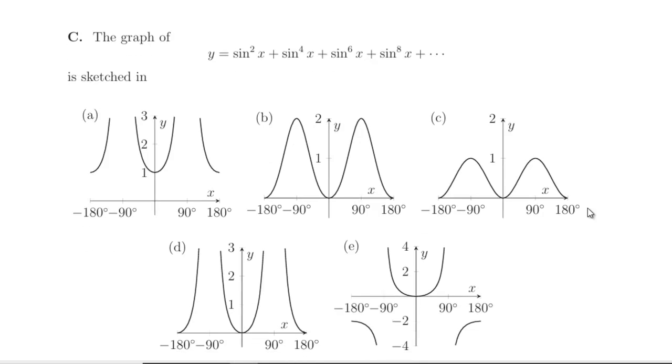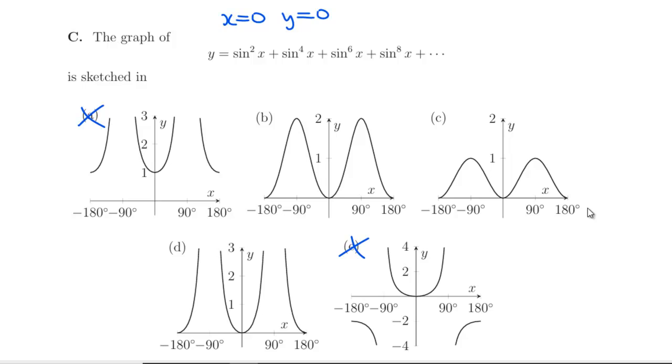C: the graph of that is sketched in which one? Right, usual starting point: x is 0, then we're getting y is 0. So it's not A, so let's get rid of that one. These are all even powers, so y's got to be positive all the time. So it's not going to be E. Then what else have we got?